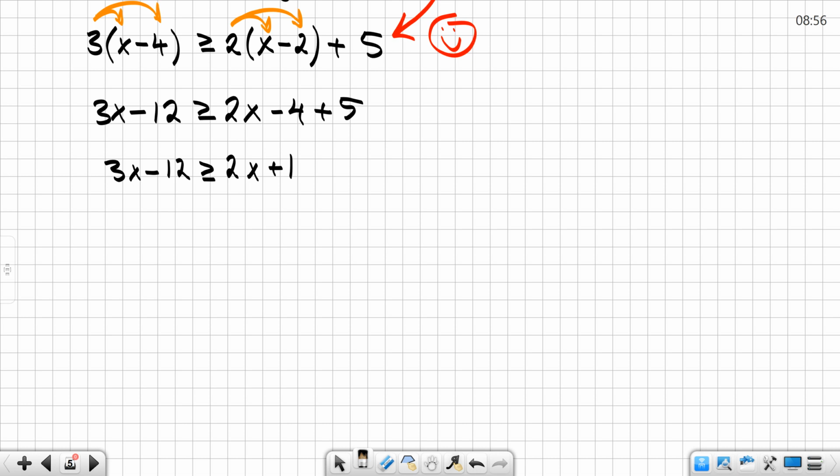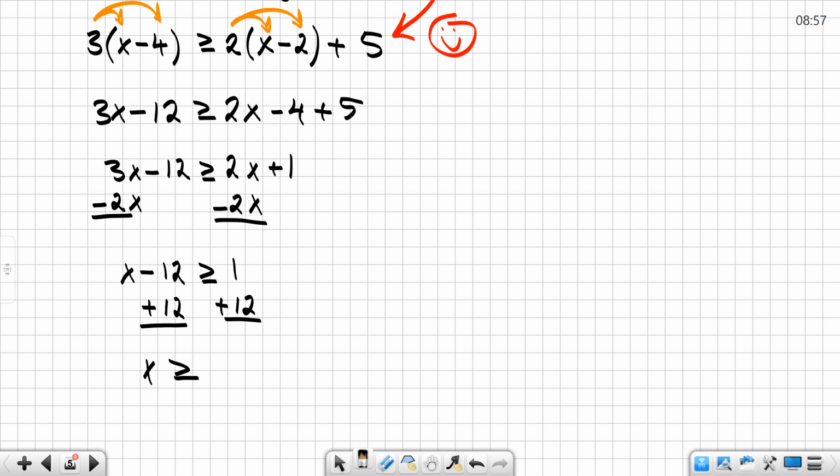Now that everything is simplified on the left and the right side, I start moving things from left to right. I take my variable term 2x on the right side and I move it to the left by subtraction. 3x minus 2x, that will be 1x, is greater than or equal to 1. And the last thing to do, we are adding 12 to both sides, and we get that x is supposed to be greater than or equal to positive 13.